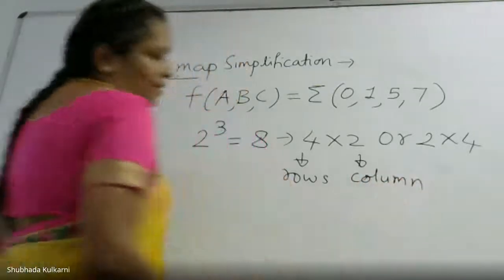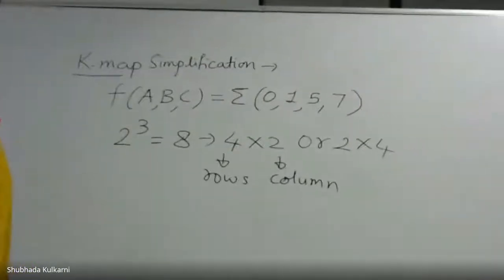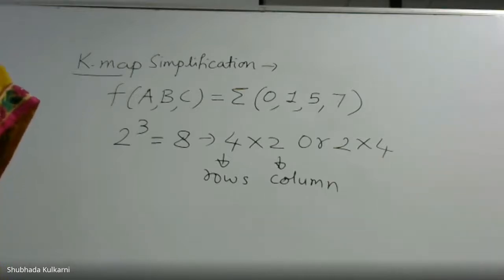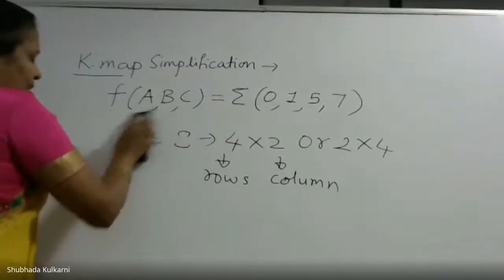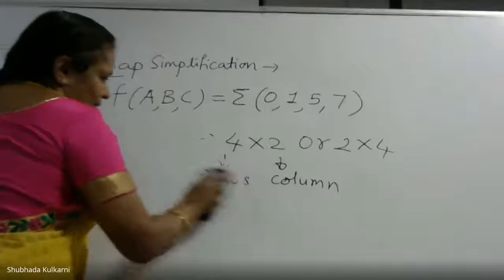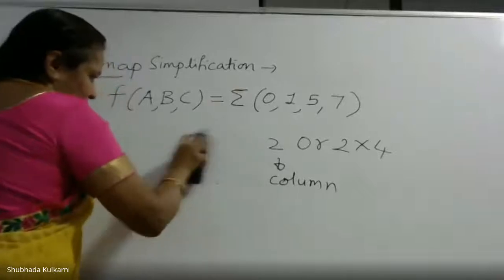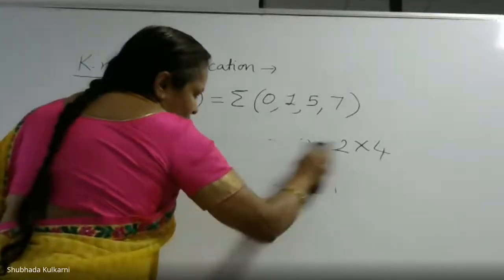So this is the map or table in which we have to divide rows and columns, and both should be a power of 2. So if you have 3 variables, 2 raised to 3 equal to 8, 8 will be 4 cross 2 or 2 cross 4. So let us see the construction of K-map for this particular Boolean function. And then we will move to 4 variables. But initially you should be able to construct the map by using the number of columns and rows.